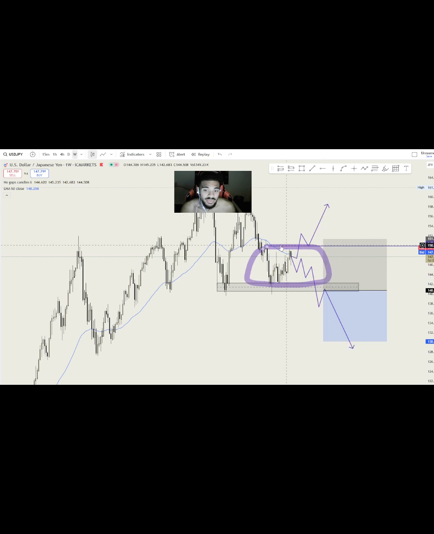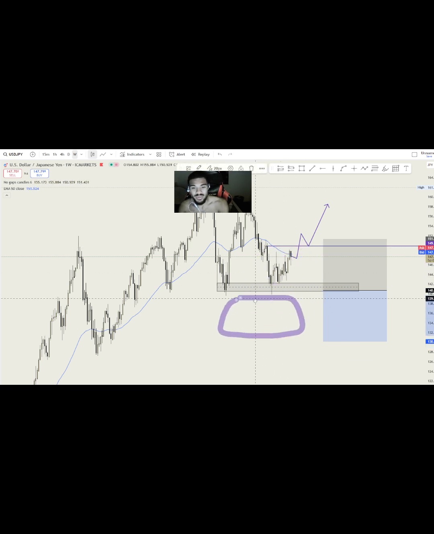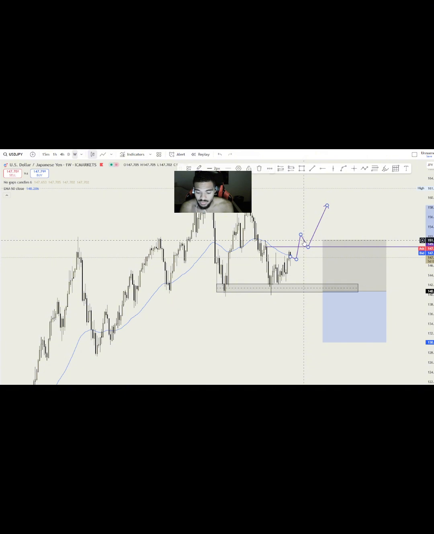So I'll be waiting for it to either break this zone or break this one down here, and then we'll look to get in. So yeah, pretty much still consolidating with this section here. So we'll be waiting for a break of either zone, then we'll look to get in.